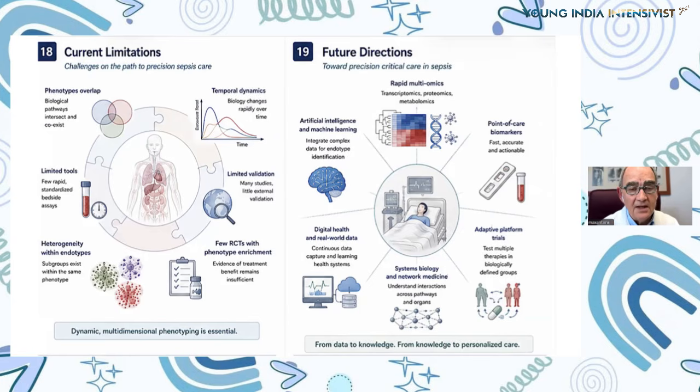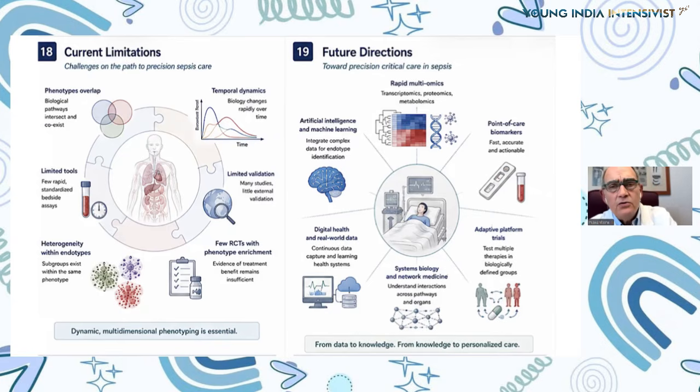The real point is, do we have solid studies that validate our approaches? Unfortunately, very few. And the randomized trials are even fewer because the phenotype enrichment is not so evident, and the benefit to some extent remains totally insufficient. So we do have substantially a multidimensional phenotyping that should be essential, but not easy to achieve.